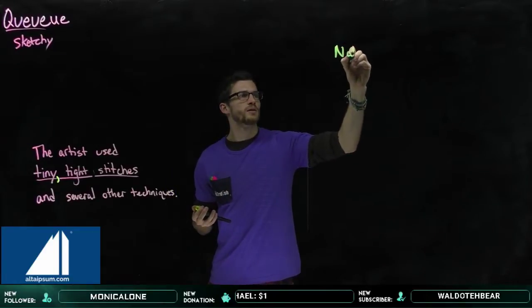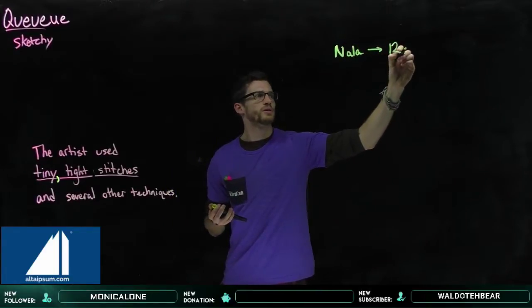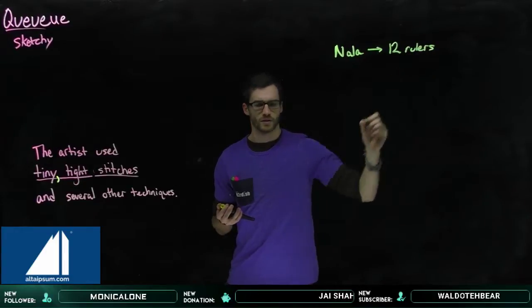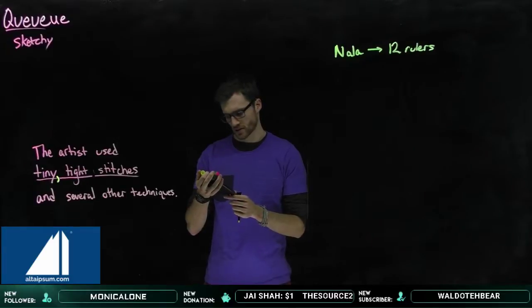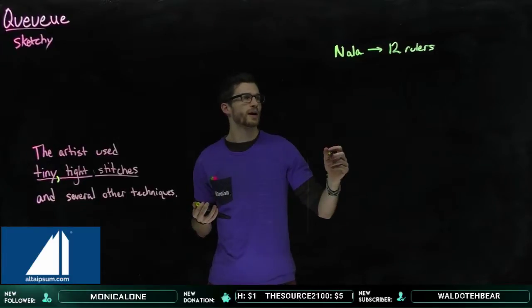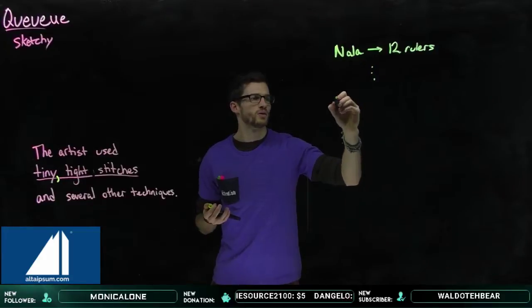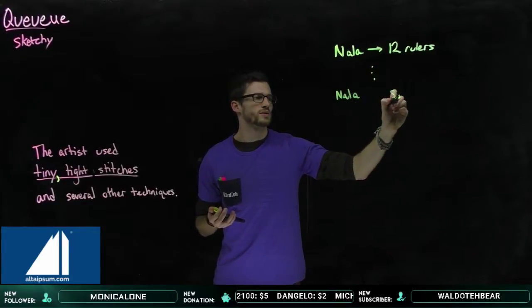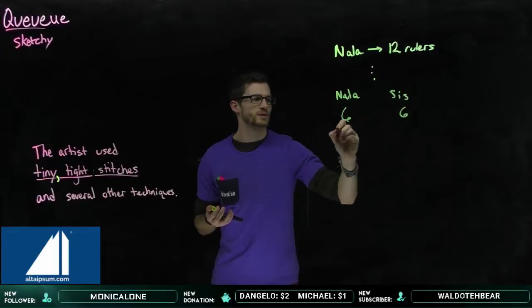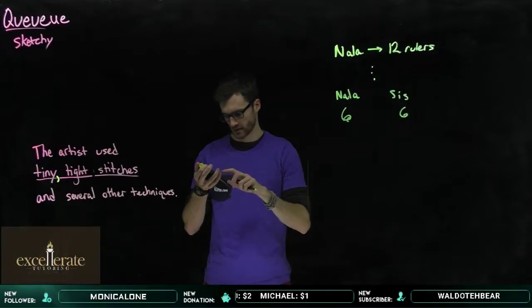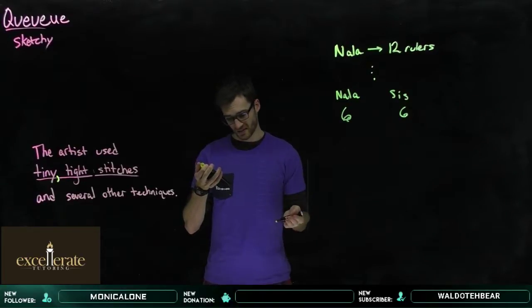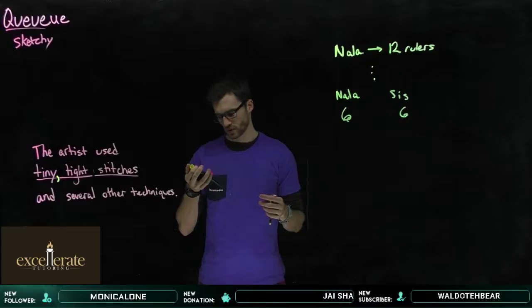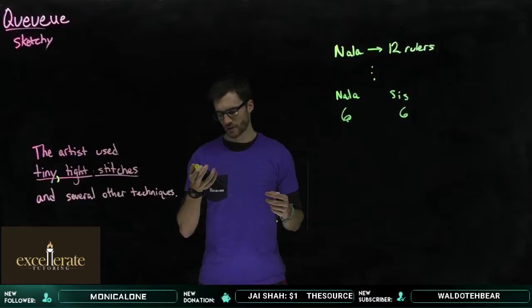So Nala, 12 rulers. And then we have Nala's sister shares equally. Okay, so now we have Nala, we have sister. They seem to both have 6 because they're sharing equally. Yes? And then, the next day, Nala's friend gives her 3 times more of the ruler than she had before. After that, her brother asks for 5 rulers from her.